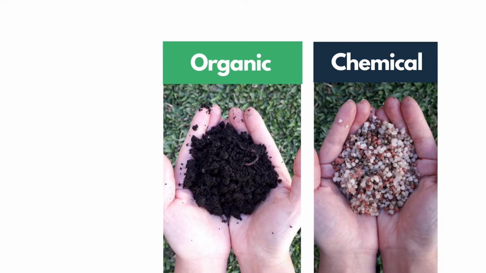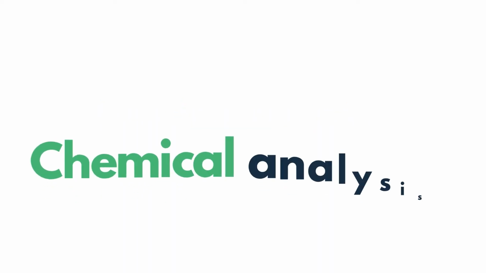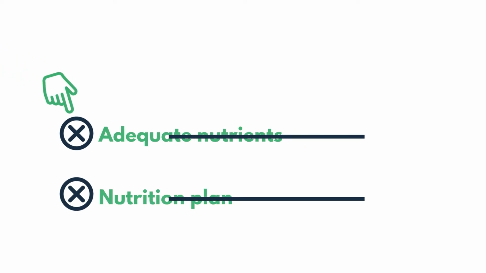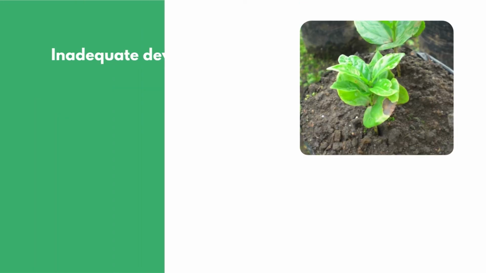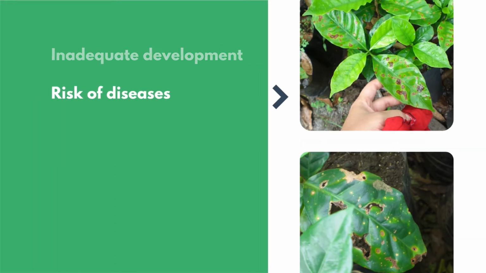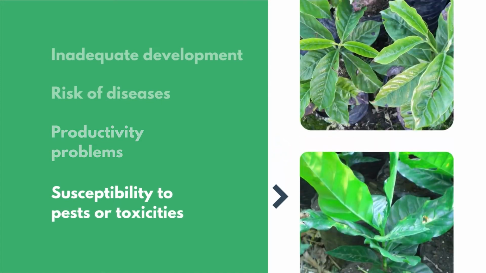How does substrate provide nutrients to the plant? It is always recommended to do a chemical analysis of your substrate. Substrate that does not have adequate nutrients or is not complemented with a nutrition plan can cause improper development and increased risk of diseases, productivity problems, and greater susceptibility to pests or even toxicities.